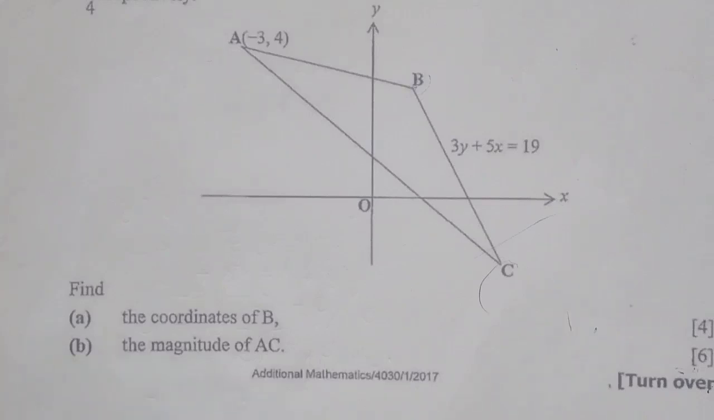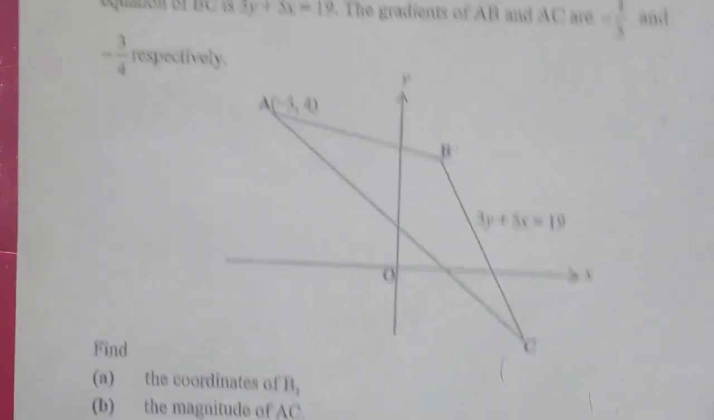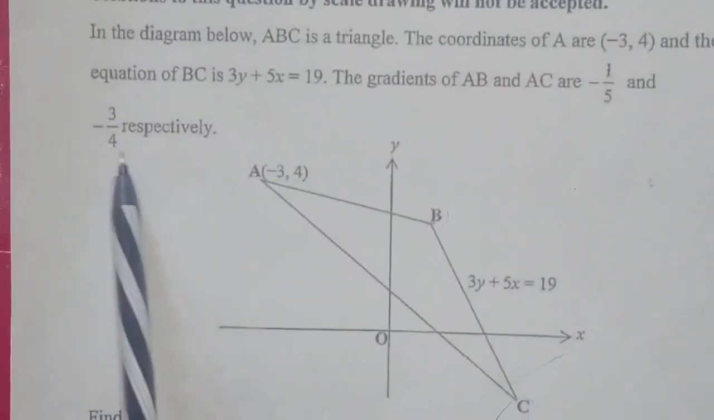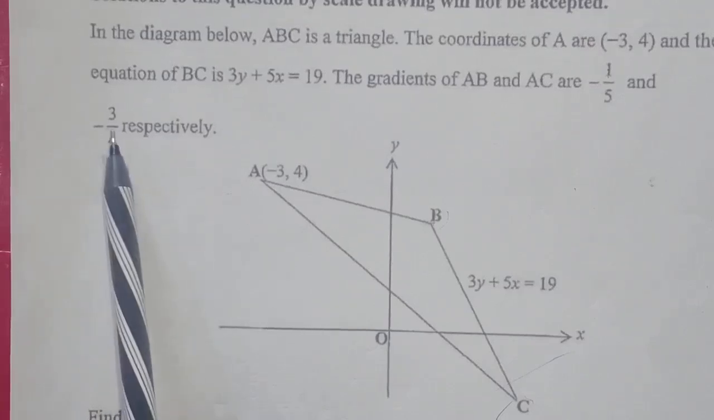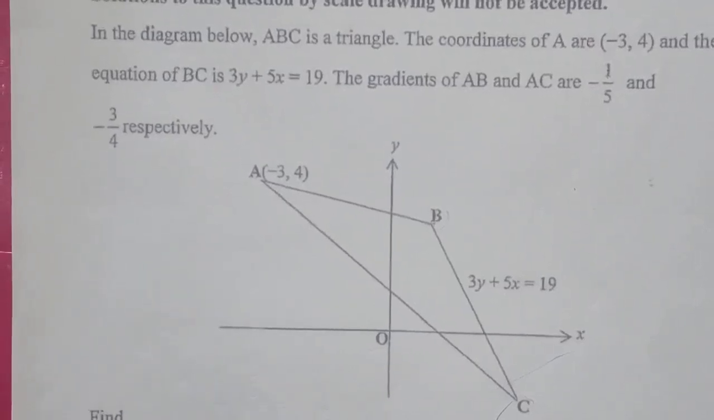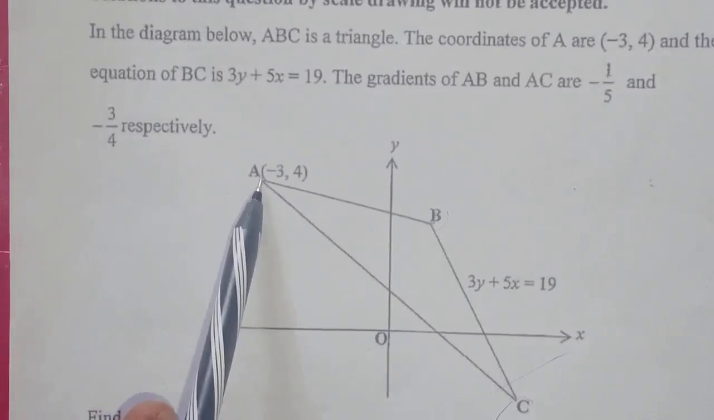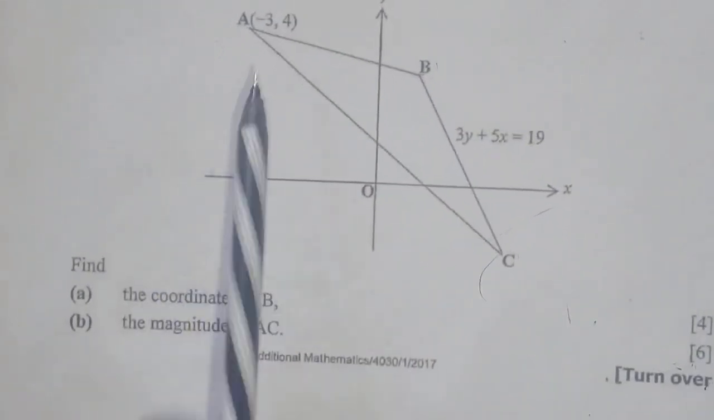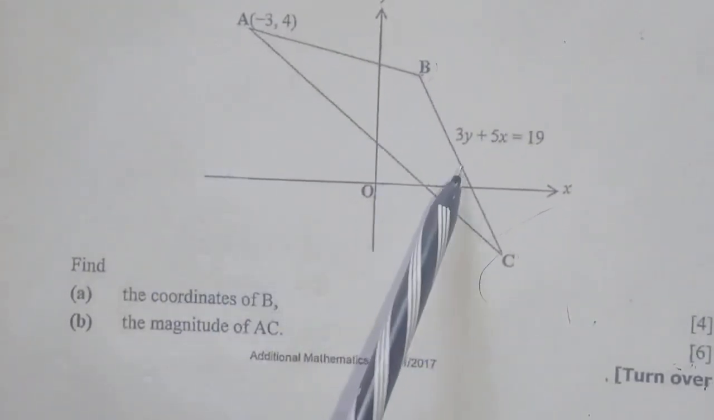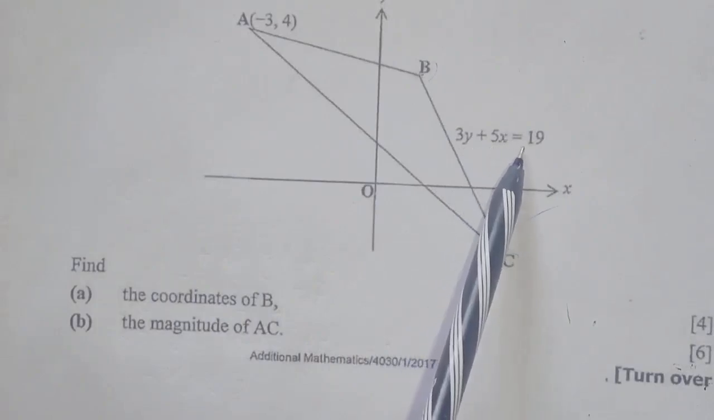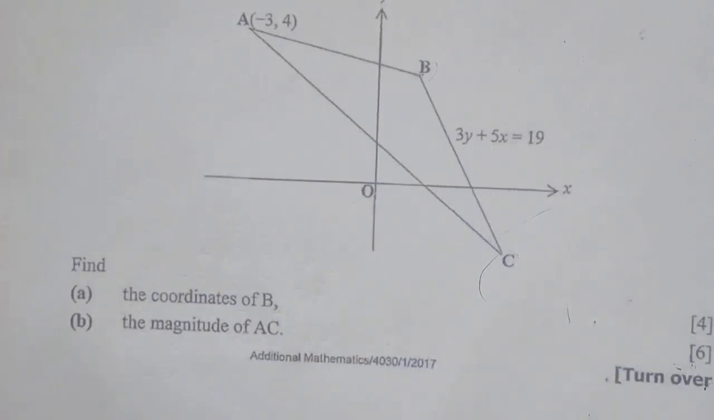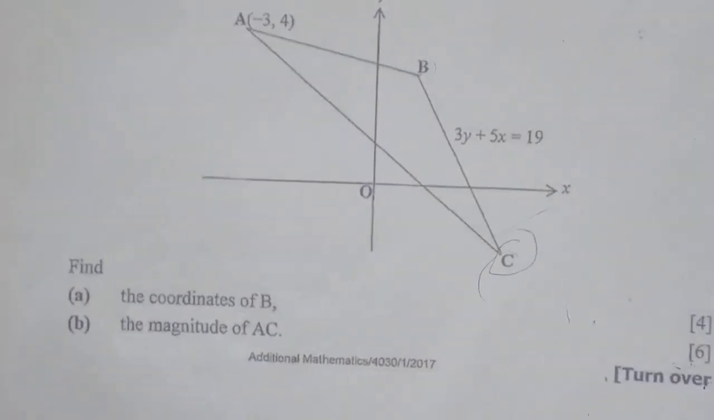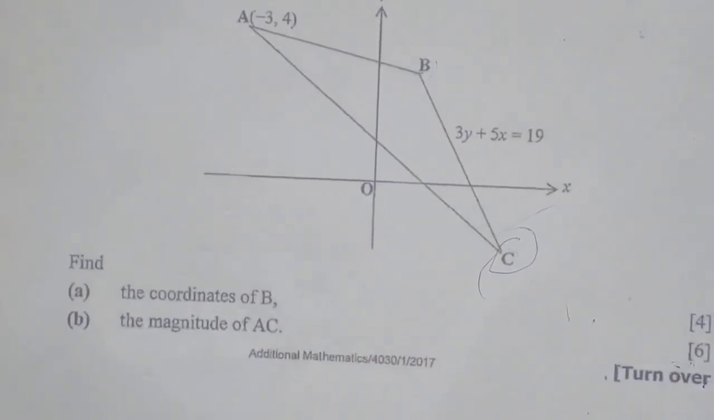You have been given the gradient of AC, which is negative 3 over 4. You also have the coordinate of A, which is negative 3, 4. So just find the equation of AC, then you solve it simultaneously with 3y plus 5x is equals to 19, because they will be meeting at point C. Just find the equation of AC, then solve them simultaneously, like I have said.